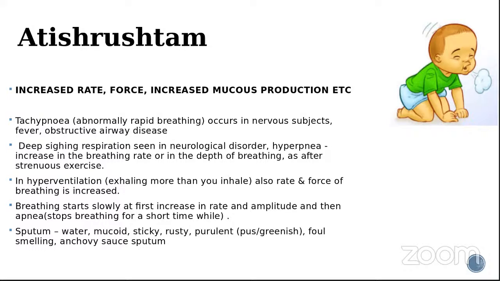Otherwise, we can consider this as increased mucus secretion also. We experience this kind of breathing in normal cases also. That is, this abnormally rapid kind of breathing we experience when a person is particularly nervous about something. For example, when we are about to give an interview, or about to see our exam results, along with our increased heart rate, there will be a kind of rapid breathing. Our breathing pattern suddenly changes. That abnormally rapid breathing we can consider as atisrishtam.